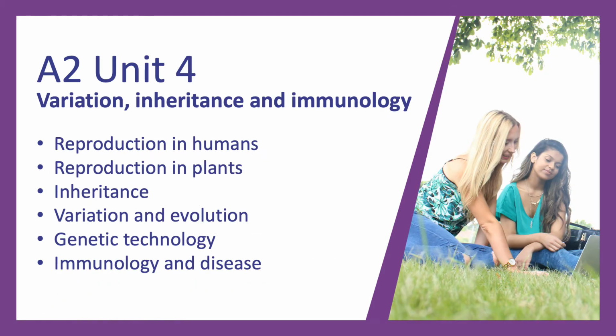The final content unit is Unit 4, and this covers reproduction in humans and plants, inheritance, variation and evolution, genetic technology, and then finally the option, which is immunology and disease. So that will take you through the immune response and specific diseases, for example, influenza and tuberculosis.